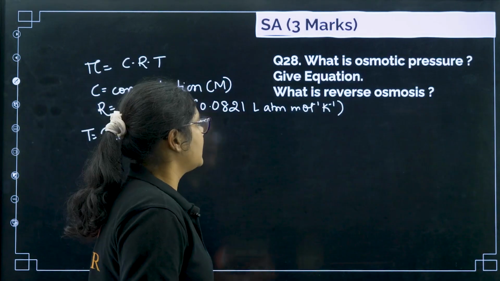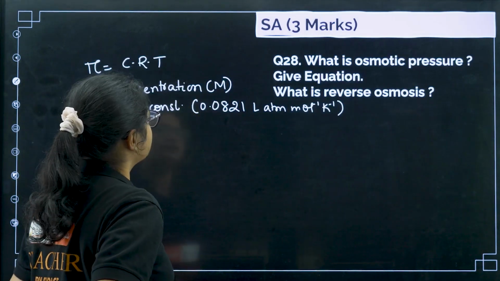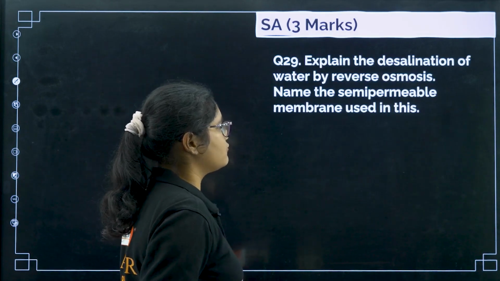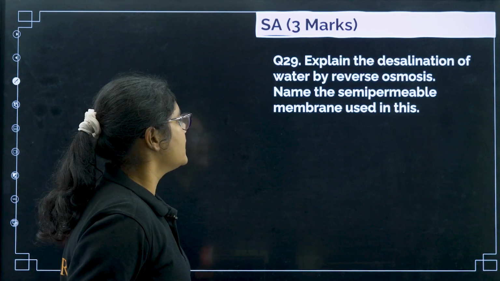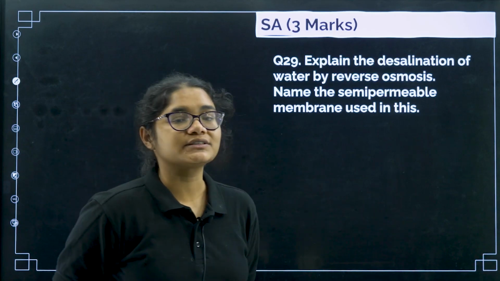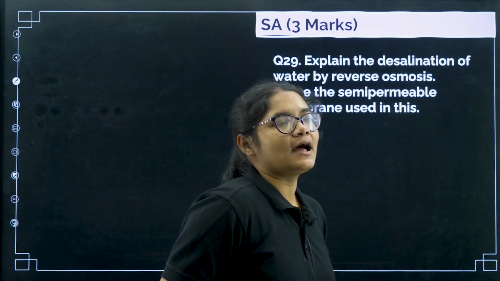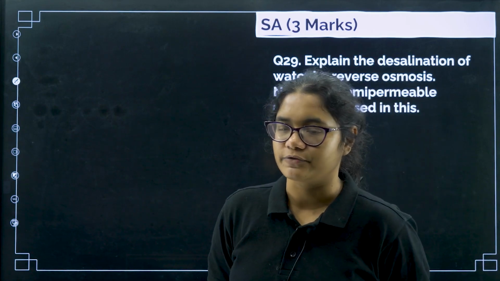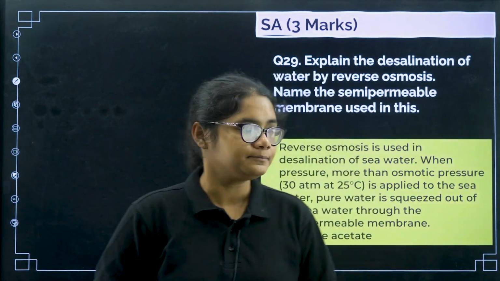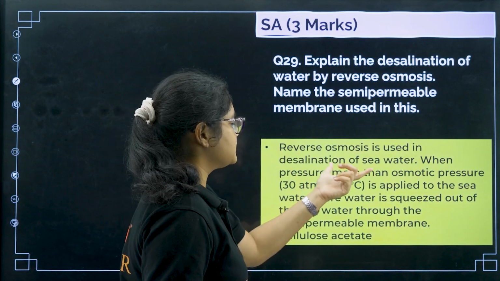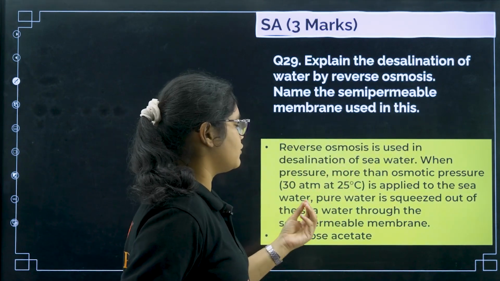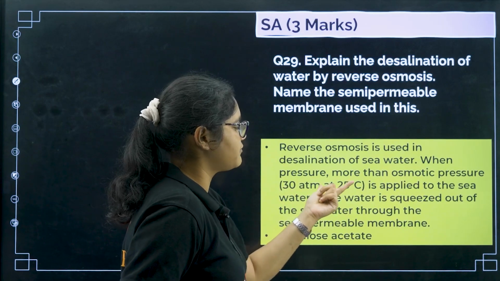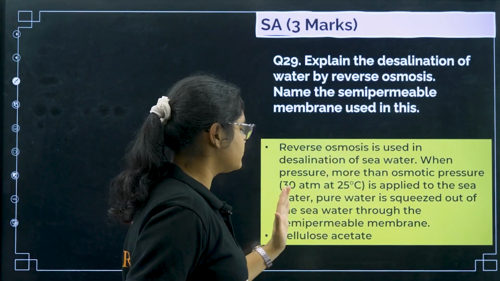Okay. Next we have a question here. This I have already explained. Next, explain the desalination of water by reverse osmosis. Name the semi-permeable membrane used in this process. So what is the application of reverse osmosis? It is used in desalination of water. You can see here, reverse osmosis is used in desalination of seawater when a pressure more than the osmotic pressure, that is 30 atm at 25 degrees Celsius, is applied to the seawater.